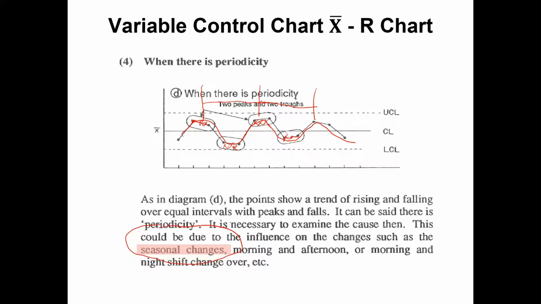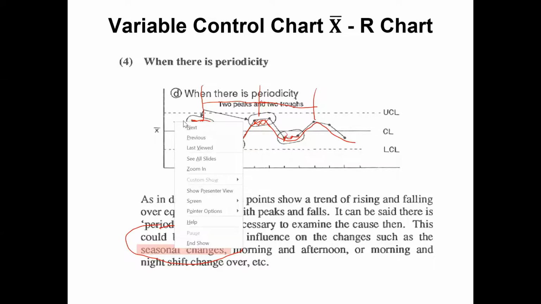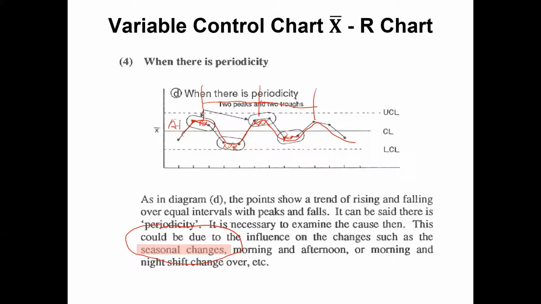What do we mean by seasonal change? It could be that the data of the first group is collected in the morning, for example AM, while the second group of data is collected during the afternoon, or day shift and night shift. So it suggests that there's inconsistency in the process setting or in the method used during morning and afternoon. That's what we call seasonal change. Okay, this is rule number 4.